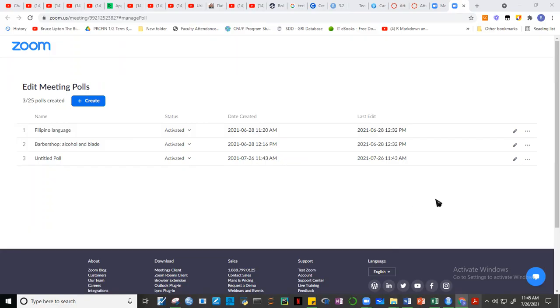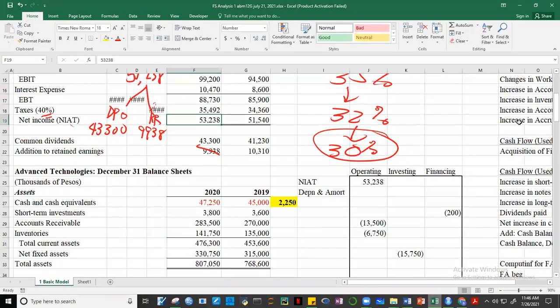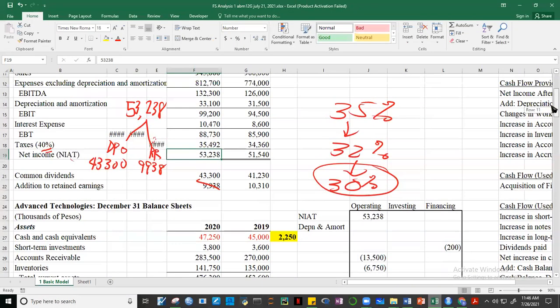Okay, based on results guys, 6 of you answered na dapat i-add back. 4 of you answered it should be subtracted, and 14 answered we don't include. Okay, so let's discuss this because this is very, very important. Kailangan makuha natin yung concept na to.